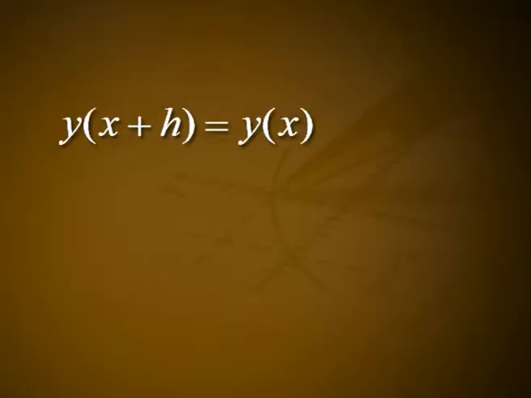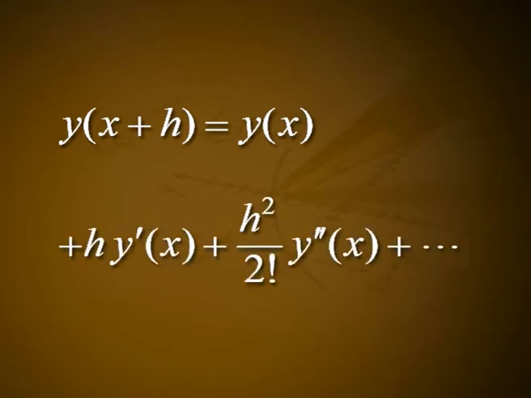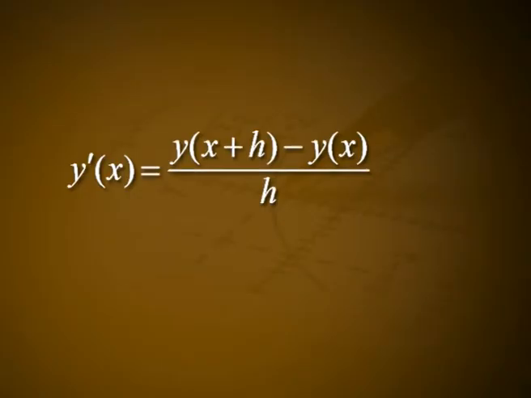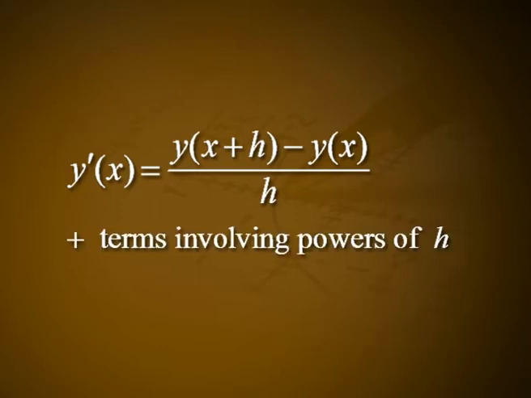The Taylor series representation of y at x + h is given by y(x+h) = y(x) + h y'(x) + h²/2! y''(x) + etc., which gives y'(x) = [y(x+h) - y(x)]/h + terms involving powers of h. The above is the forward difference approximation for y'(x).